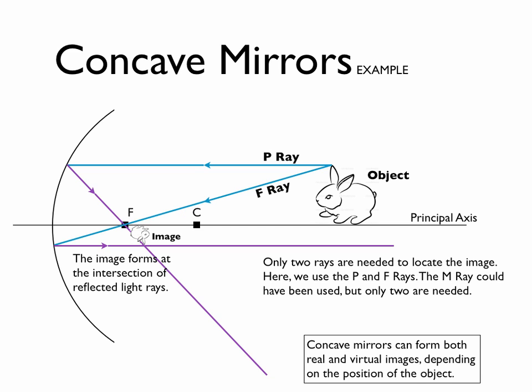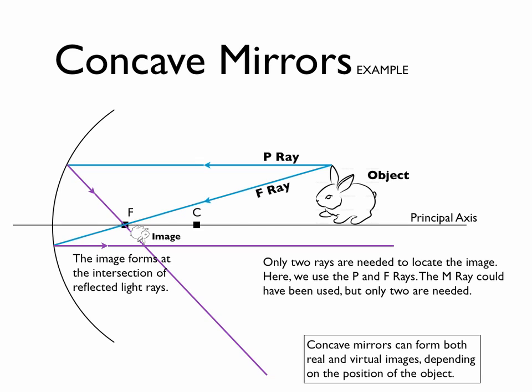Concave mirrors can form both real and virtual images, and it depends on where the object is placed. In this example, I put the object past the center of curvature, and the image formed between the focal point and the center of curvature was inverted, reduced, and real.